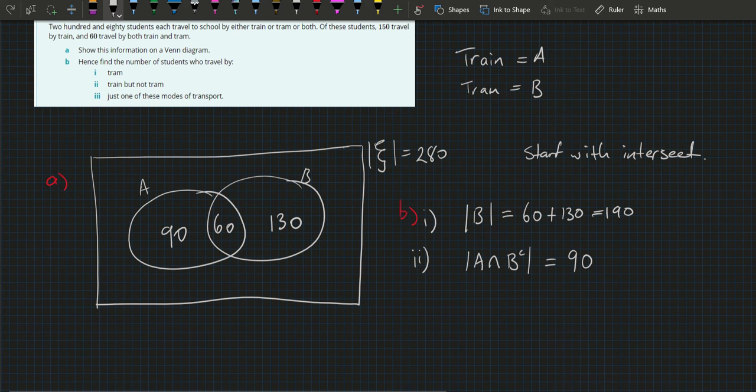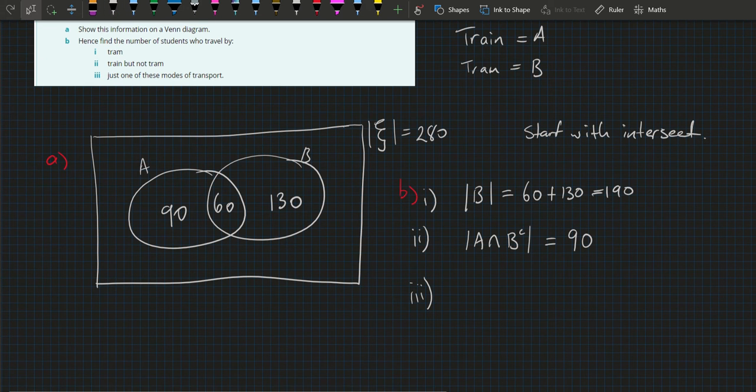All right. And part 3 is how many students go on just one of these transports. So how would I write that? This is called an exclusive OR. So this is when you say OR in English, this is actually what you're thinking of. So we're thinking of A intersect not B. So what's the size of that?